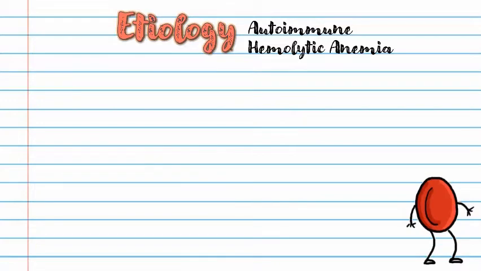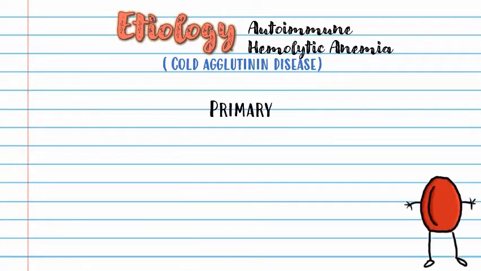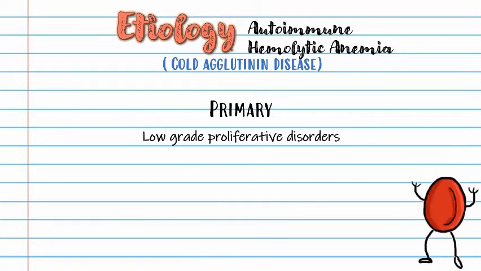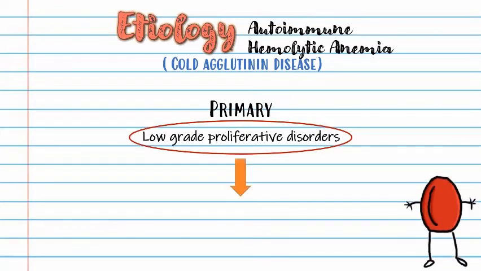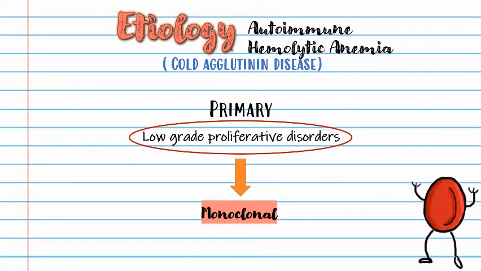Now we move on to the cold autoantibodies type, also known as cold agglutinin disease. For the primary form, the cause is thought to be low-grade proliferative disorders involving B lymphocytes with clonality of the cold agglutinin associated with monoclonal, which means derived from a single clone of lymphocytes and having a single uniform epitope specificity.